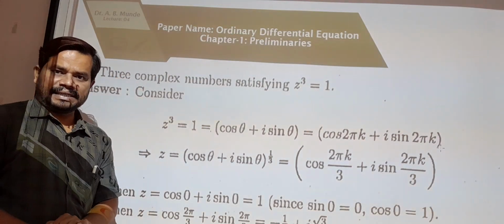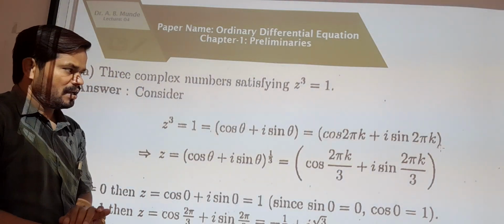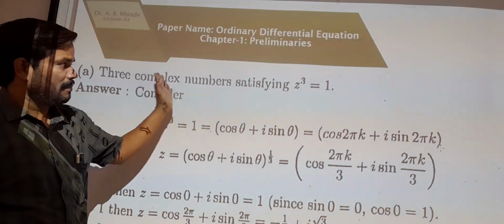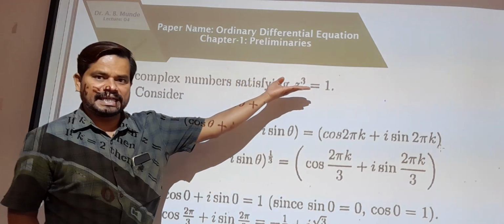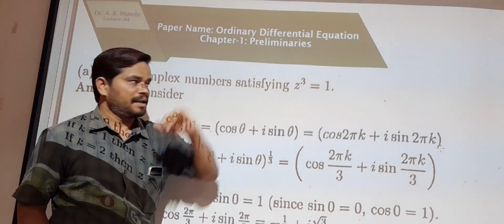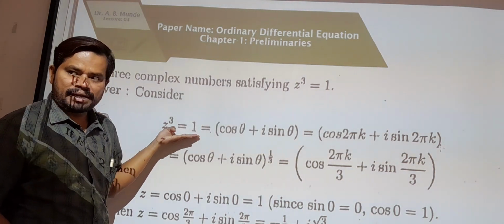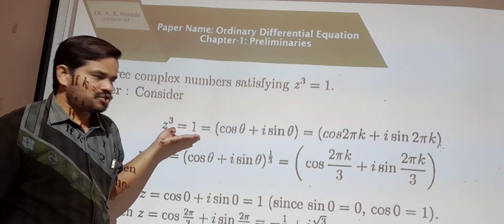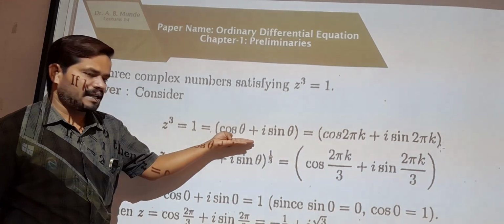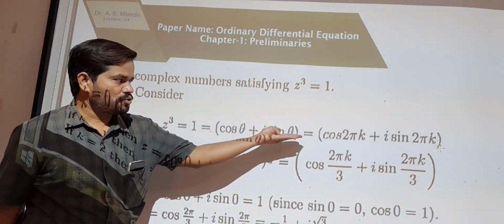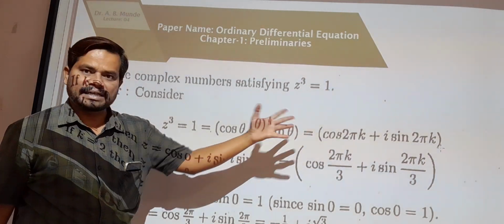Now this is the next example we have to solve, again by using De Moivre's theorem. Find three complex numbers satisfying this expression z cube is equal to 1. So just write z cube equals 1, then you can apply De Moivre's theorem. You can write cos theta plus i sin theta, which is equal to cos 2 pi k plus i sin 2 pi k.